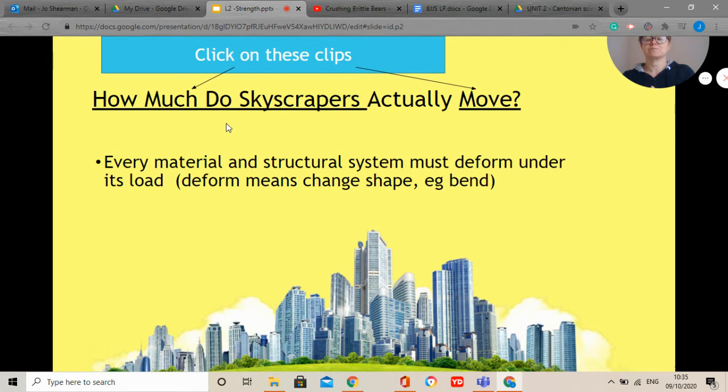But things like wind apply really strong forces to skyscrapers, and it's really important that the building just kind of deforms and moves with that, because that helps to absorb some of that force.